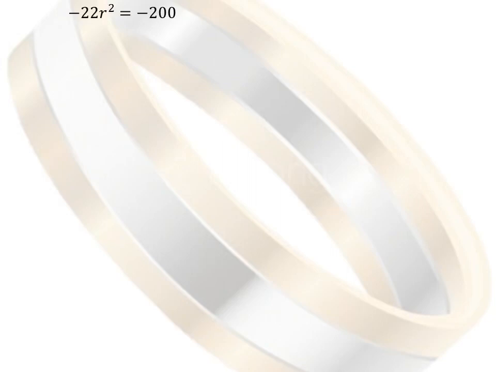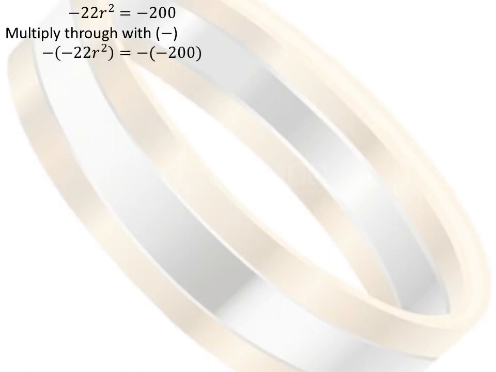So you multiply through with minus because we want to get a positive answer. Our radius cannot be minus, can't have a minus radius, so you multiply through with minus since minus is in both sides. We have minus in both sides, so to clear the minus we multiply through with minus, and when you multiply negative times negative, we will get positive. So that's the main reason why we are multiplying with minus. So we have 22 r square is equal to 200.